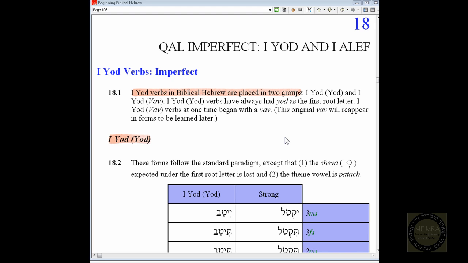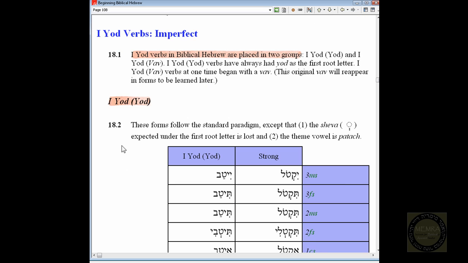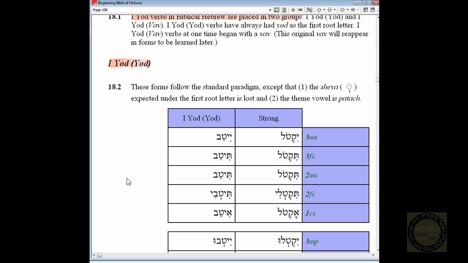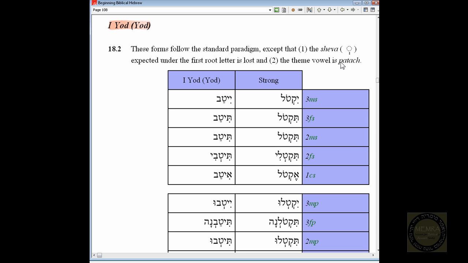You don't have to know the history of why you're looking at this form or that form, or why this form does something differently than that one does. You don't need to know. You need to know your vocabulary, and you need to know if it's prefixed. Okay? So the first group here, the first yod verb that has original yod, will follow the standard paradigm, except, again, for these vowel changes.